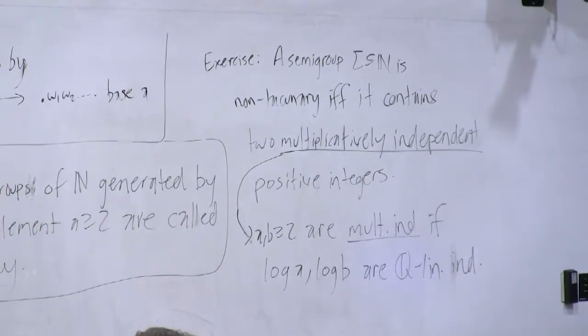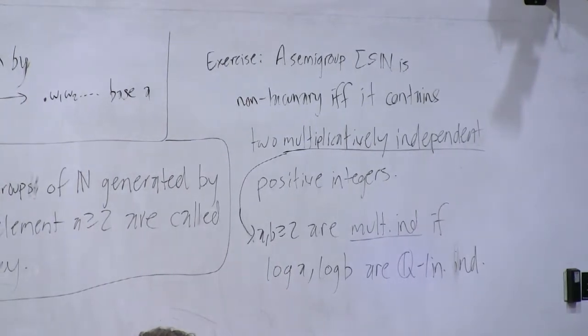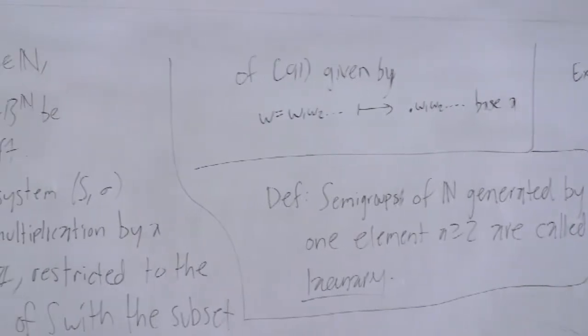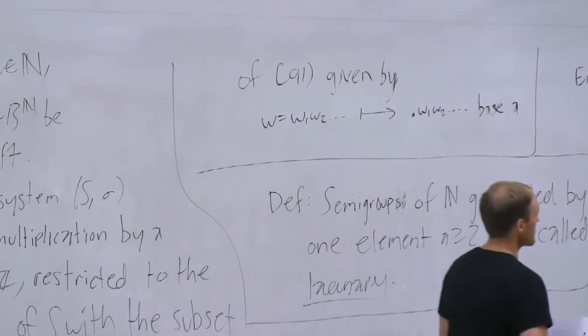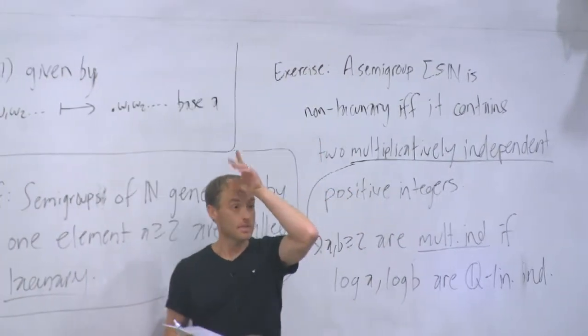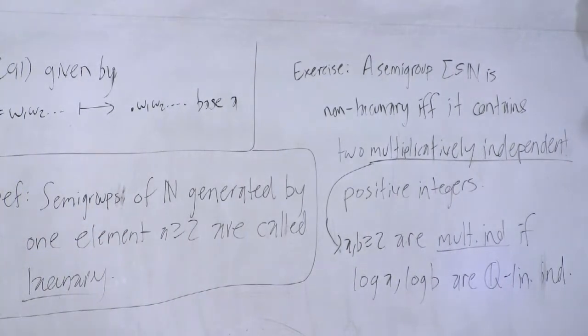This is a fairly easy exercise. I wouldn't say it's as easy as the first exercise that I just told you about. It does actually take a small amount of thought. I think you should sit down and try and prove this. If you have a subsemigroup of the natural numbers and it's not generated by one element, then it contains two multiplicatively independent integers. So an example of a non-lacunary semigroup would be, I'll give you an example.